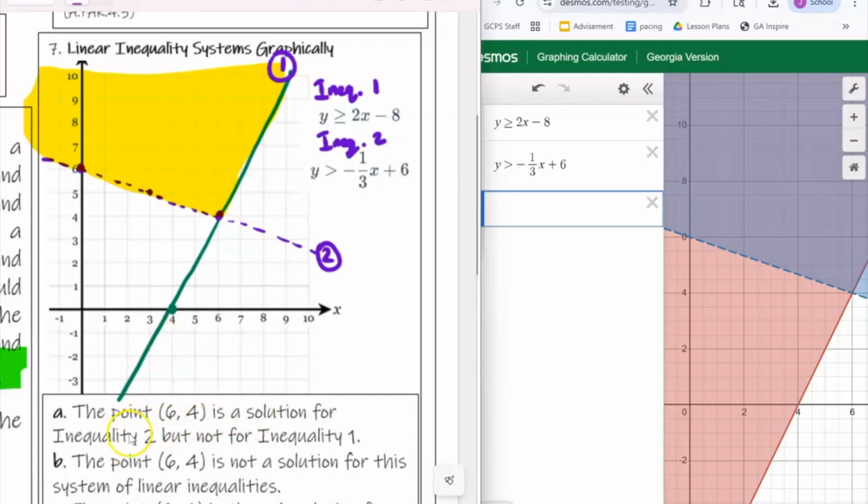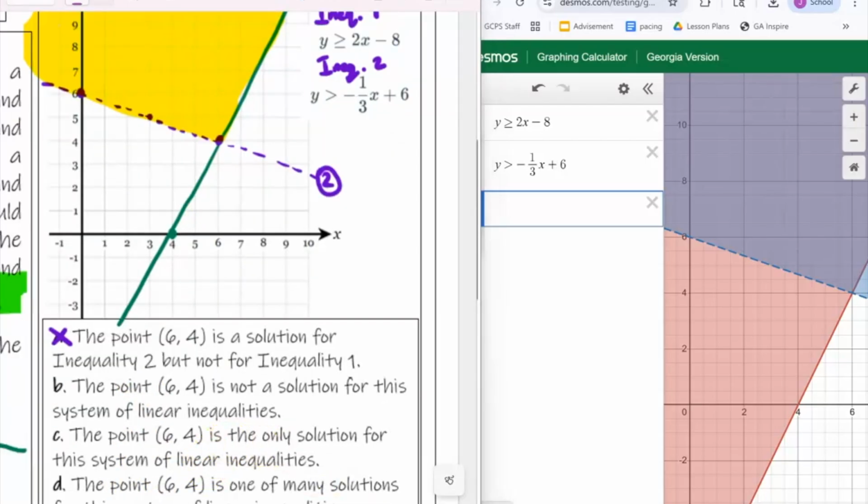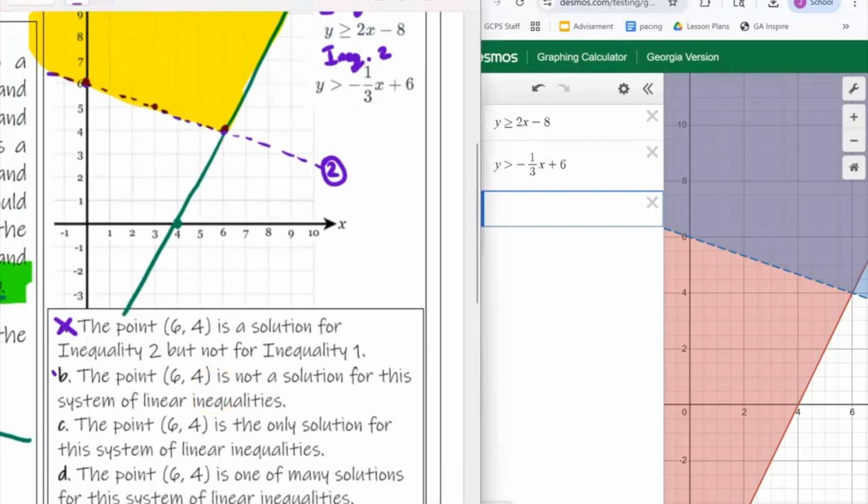The point (6, 4) is a solution for inequality 2. No, it's not, because that is a dotted line. So, no. The point (6, 4) is not a solution for this system of linear inequalities. Okay, so that's true. And I don't know if this is select all that apply, so I'll just do X's and checks. All right, it's not a solution because one of them is dotted.